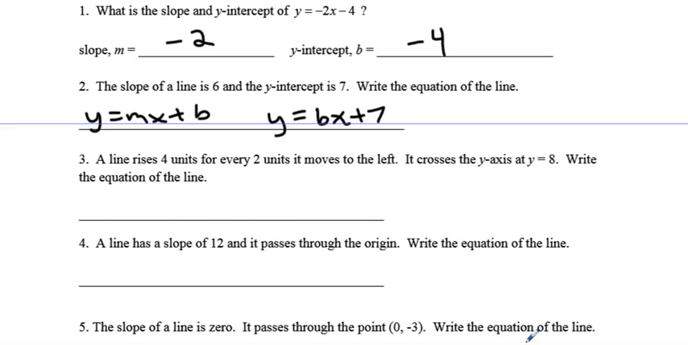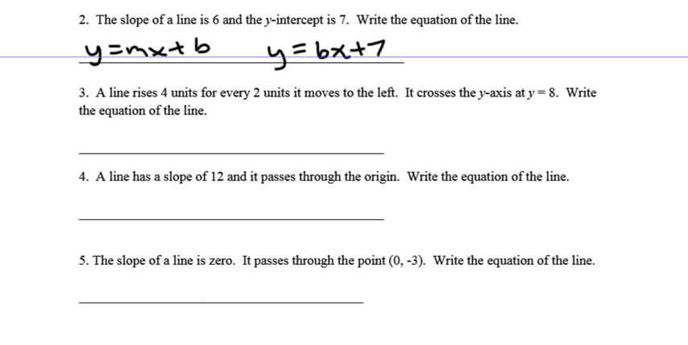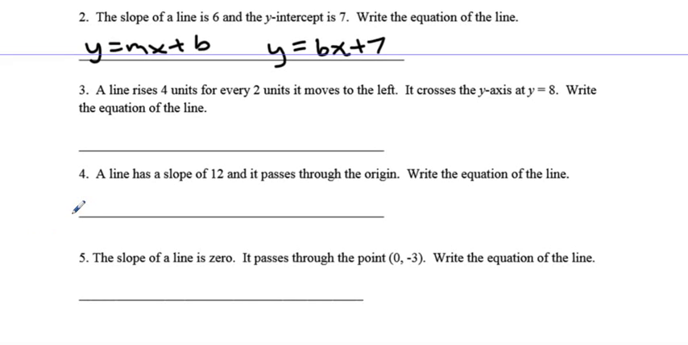Okay, now they get a little bit trickier. A line rises 4 units for every 2 units it moves to the left. So from that information, we have to figure out what the slope is. So I'm going to use m again for slope. So slope again, rise over run. So rise is 4 because it's going up. It says rises. But then it says 2 units to the left. So we're going to put in -2. So our slope is really 4 divided by -2, which is -2.